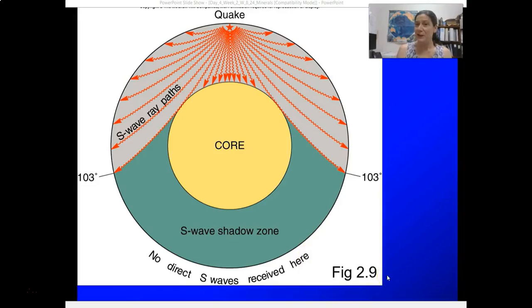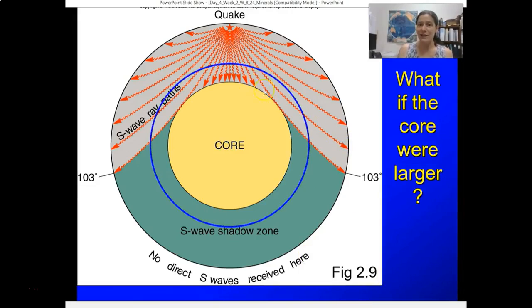And here's just that picture from last class. So this is today's size of the core. But if the core was larger out here, this wave over here and this wave over here wouldn't make it to Earth's surface. It would go into the core and never come out again. And similarly, those two waves on the other side, they also would go in and they wouldn't come out. So the area in shadow would be bigger if the core were bigger.